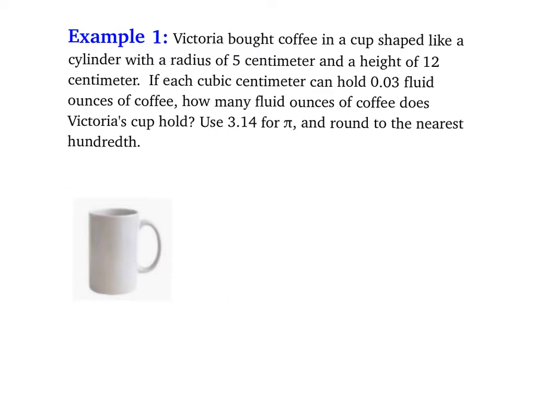Whew, that's a lot of words. So what we're going to do is break this down into each step. To eventually get how many fluid ounces of coffee the cup holds, we need to figure out the volume in cubic centimeters. So I'm going to ignore everything except for this first section here. If we look at this picture of the cup, I can label that my radius here is 5 and the height is 12.